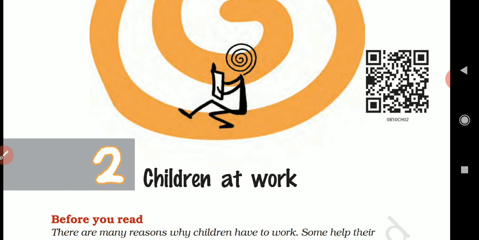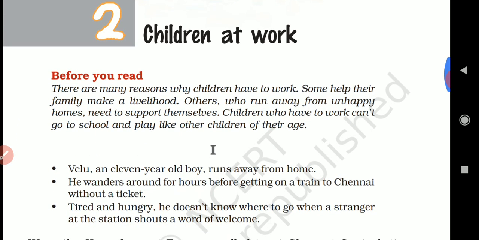So it's going to be a very informative as well as a very beautiful session for you. So let us go into the story and try to understand the character as well as interpret the text also. Okay, so let us move on.